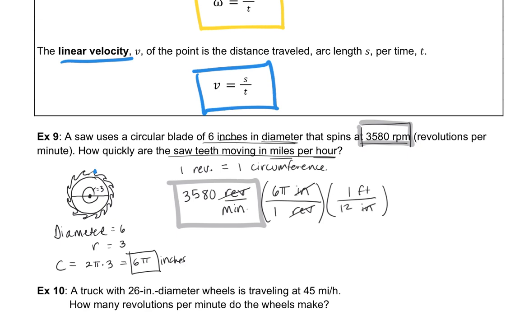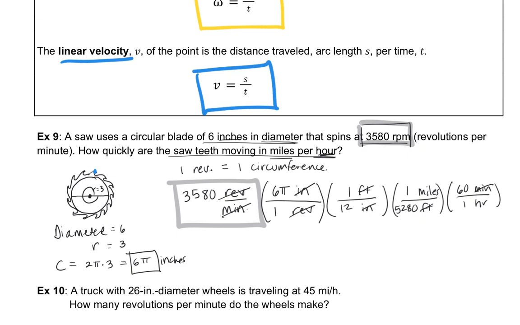So my inches cancel. I don't want feet, so I want those to cancel, so I'm going to put feet on the bottom. What I want is miles. So 1 mile is the same thing as 5,280 feet. All right, so now I have written out all the unit conversions I need to go from revolutions to miles. And now I don't want minutes, but instead I want hours. Use the fact that 60 minutes is the same thing as 1 hour, and then my minutes will cancel as well.